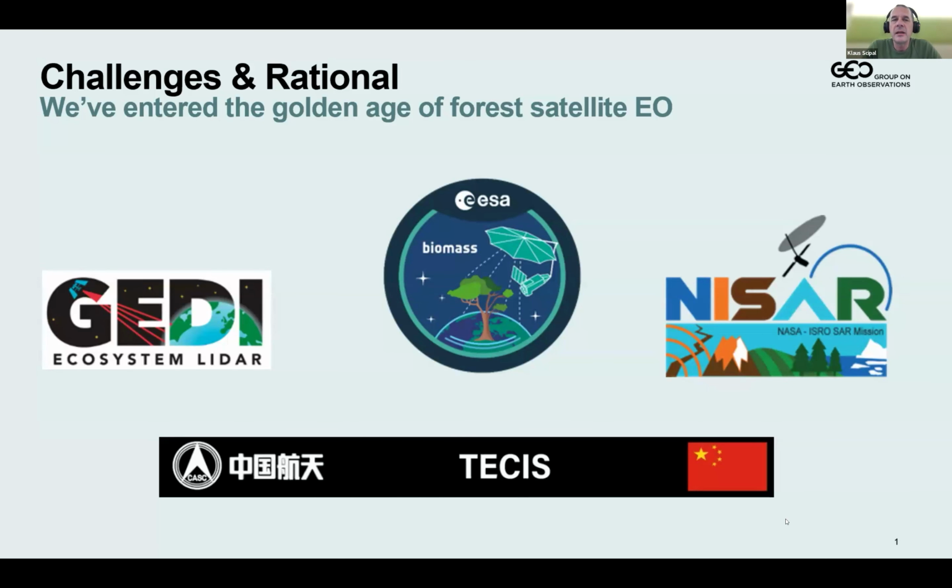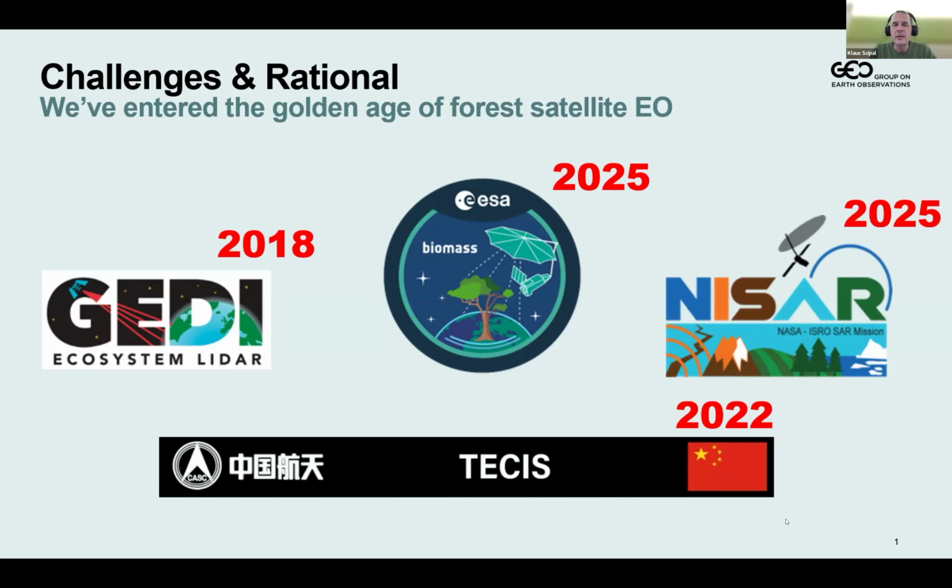Space agencies started to build satellites that were dedicated to measuring forest biomass, or specifically looking at forest structure. So we had on the NASA side, the GEDI LiDAR mission that was measuring tree height. The Chinese agency launched the TECIS mission in 22, and last year both NASA and ESA launched two dedicated satellites. So ESA launched the Biomass mission, and NASA the NISAR mission. So we have entered a sort of golden age of forest satellite EO, and this stands at the root of the GEO-TREES project.